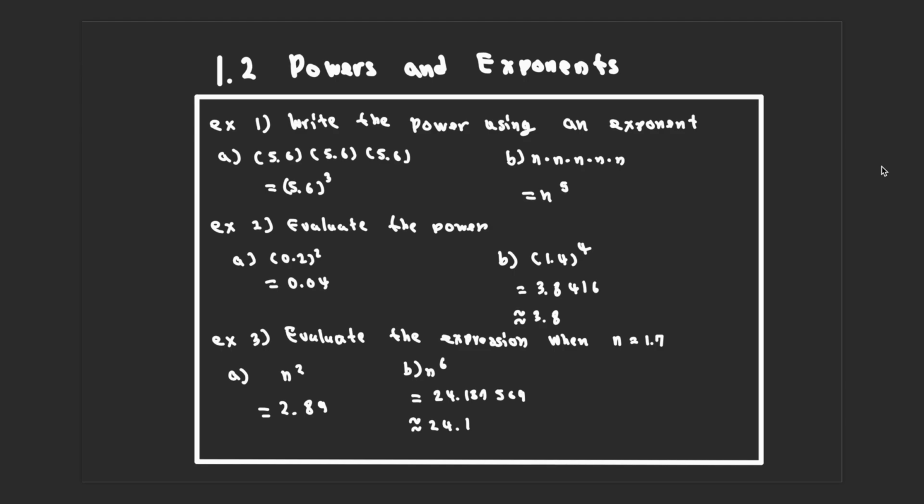The first question is n squared. When we expand this, we get n times n. Because the problem tells us that n is 1.7, we know that n times n is the same thing as 1.7 times 1.7, which is 2.89.